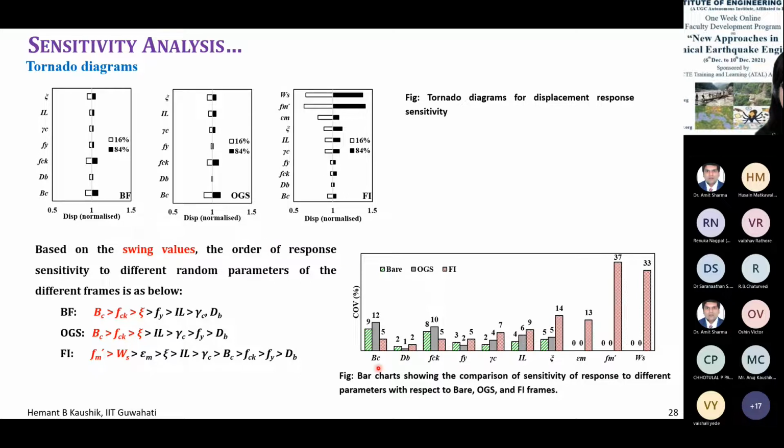And the coefficient of variation in case of 3 different frames for all these 11 parameters is shown here. So this shows the comparison of sensitivity of response to different parameters. Again, for fully infilled frames, look at here. These are mostly governing the response.